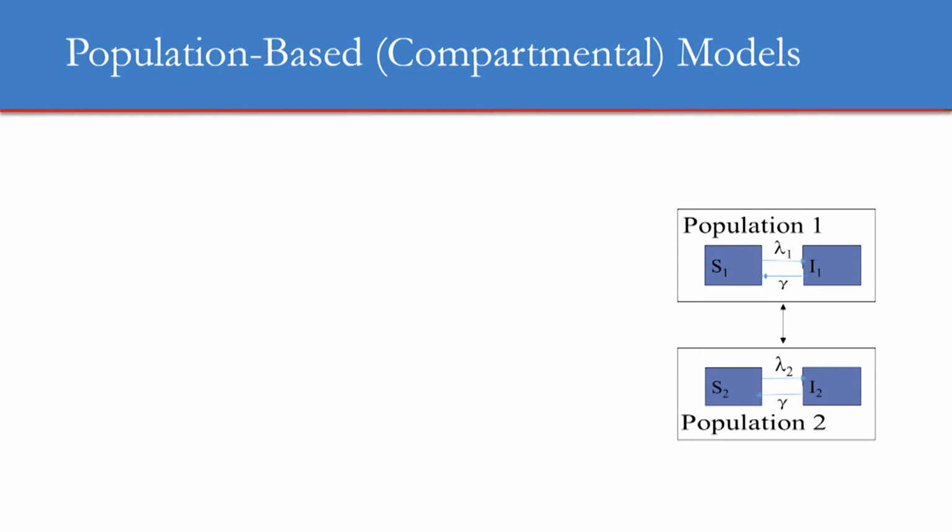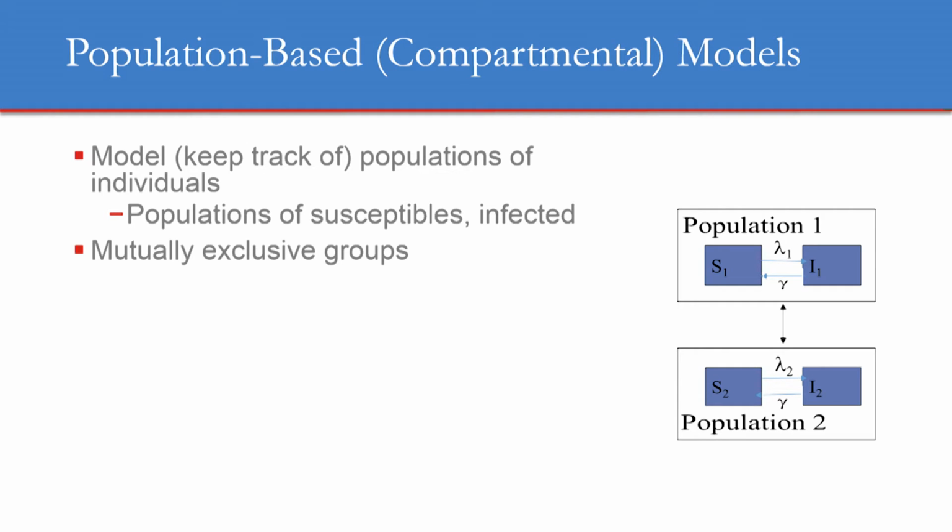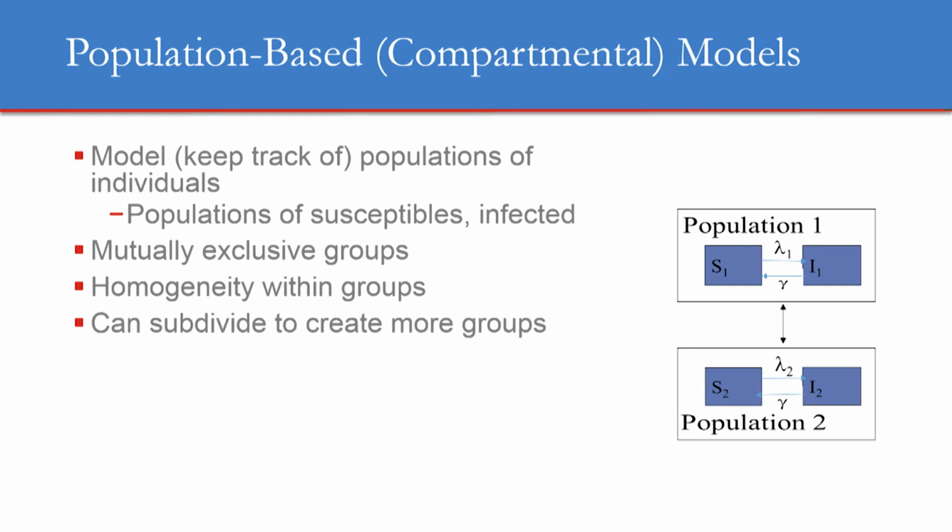Models can also be categorized as population-based. A population-based model keeps track of populations of individuals. These may be, for example, populations of people susceptible to some conditions or populations infected with some particular disease-causing agent. Population-based models are made up of mutually exclusive groups, and within each group there is homogeneity. That is, there is more resemblance within members in the groups than with members of other groups.